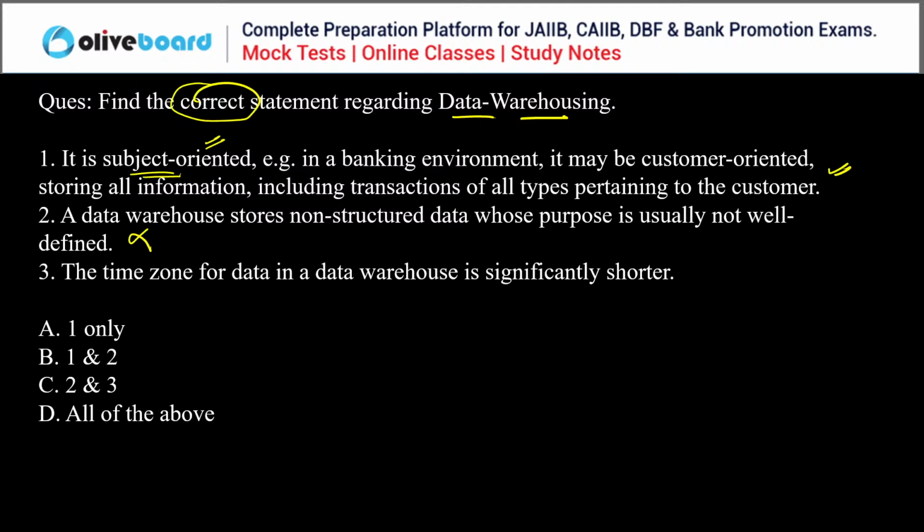Now, third, the time zone for data in a data warehouse is significantly shorter. No, it is actually stored for a longer period of time. So the time period involved in a data warehouse is significantly longer, say 5 to 10 years at least. So the correct answer for this is one only.